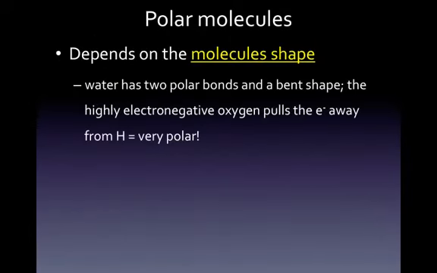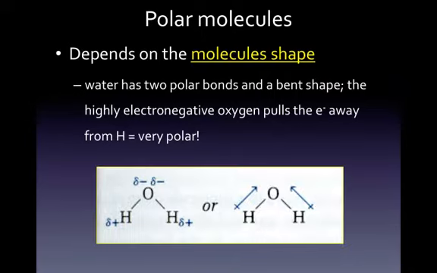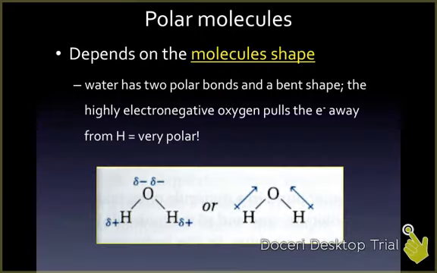Okay, so let's talk about water just a little bit. Water has two polar bonds and a bent shape. The highly electronegative oxygen pulls the electrons away from hydrogen, and it is very polar. However, based on the example I just gave you, they would cancel each other out. But water actually has a different shape. It has a bent shape, as you can see right here. The last one that I drew out for you, we drew it straight across.